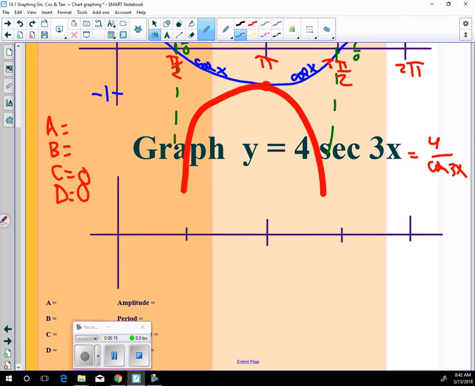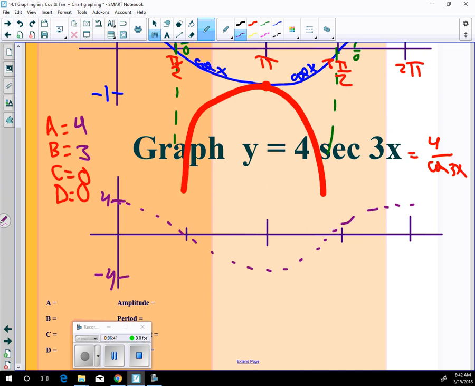But what's in front of secant 3x? What number? That's the amplitude. How do you think that's going to impact my cosine? This is just going to start at 4, and down here is going to be negative 4. Well, that's easy. I thought this was going to be hard.